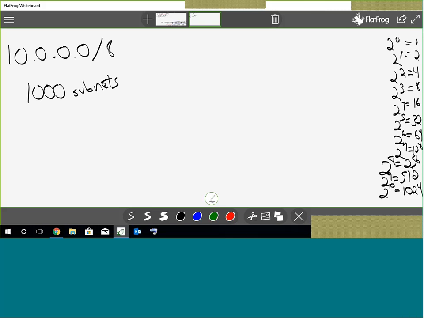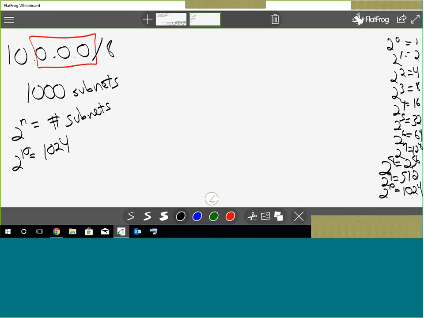So when we look at this, folks, let me ask you this. How many bits do you have to borrow to get 1,000 subnets? 10. So 2 to the 10th power equals what? 1024. Yep. So now, if we look at this particular network, it's got 24 host bits when it's a /8, but we're going to borrow 10 of them. So let's turn on 10.